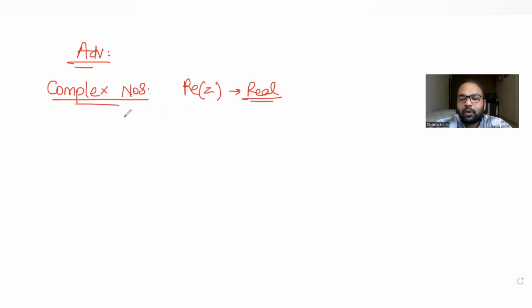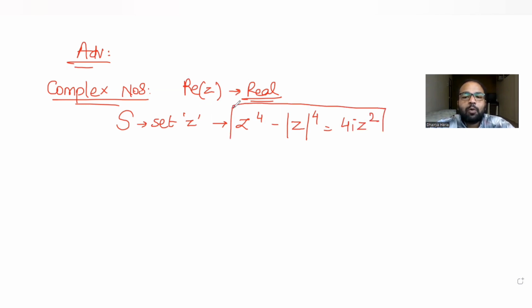Further we have been told that let S be the set of all such complex numbers Z which satisfy the expression Z raised to 4 minus mod of Z raised to 4 is equal to 4i Z squared. So the complex numbers which satisfy this expression form a set consisting of all such complex numbers.